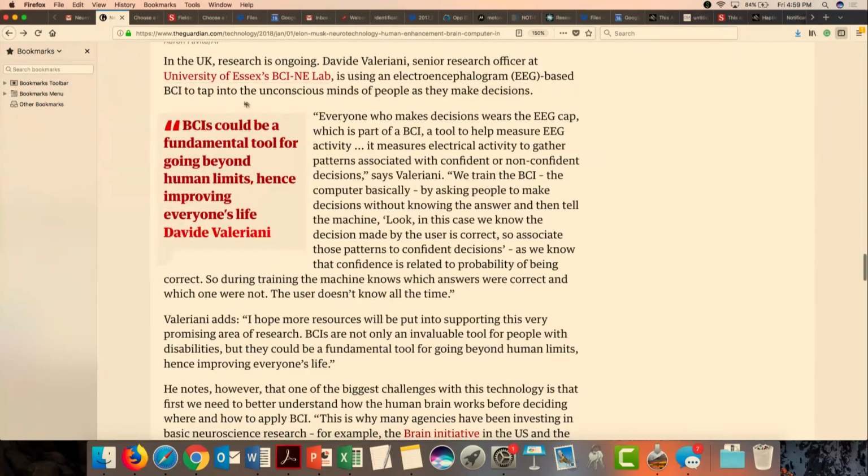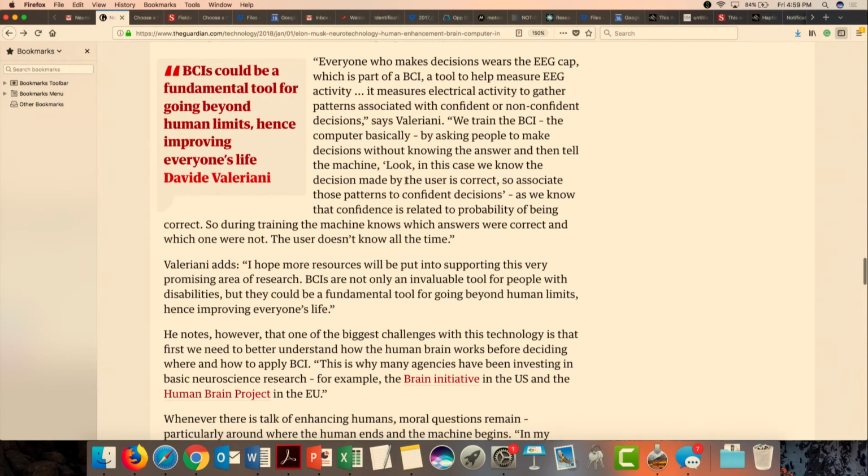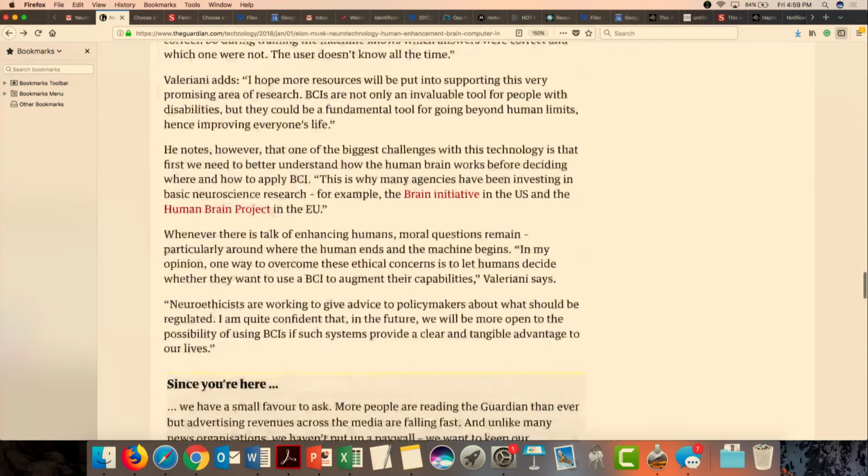In UK, Essex is the BCI NE lab, neural engineering lab. Whichever goes in the press, lots of people are doing it, but some people are lucky to get in the press. We need to better understand how the human brain works, and so there's a lot of investment in basic neuroscience research, the Brain Initiative.